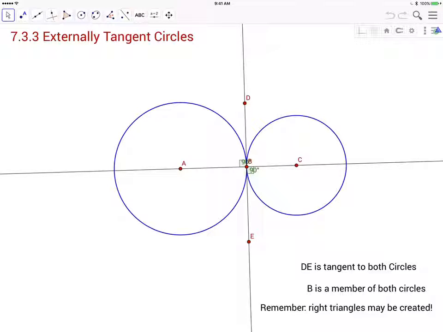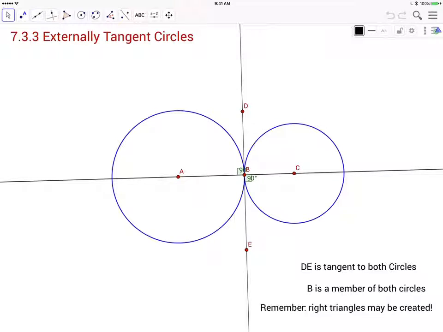All right, in this video we've got 7.3.3, and this is referring to two circles that are externally tangent. We'll do internal tangent circles next, but this is slightly different from what we just talked about. These are not tangent lines between two circles. They are referring to two circles that are externally tangent.